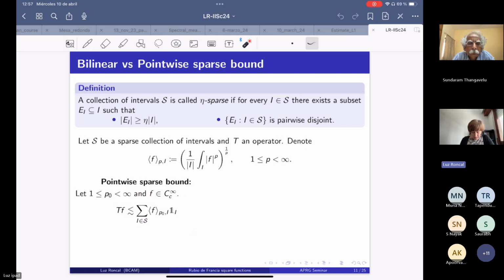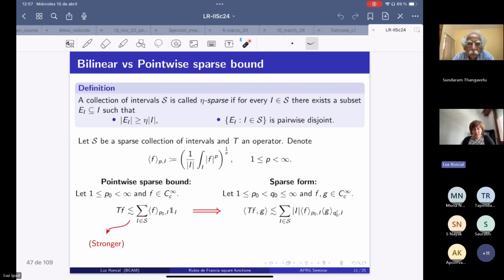Even in India, in Bangalore, there was a nice lecture some years ago. We can talk about sparse forms as well. We say that an operator is bounded by a sparse form if we have an inequality of this form. The relation between these two is that a pointwise sparse bound for an operator is stronger than a sparse form. By some duality argument, you can deduce sparse form bounds if you have the pointwise sparse bound.